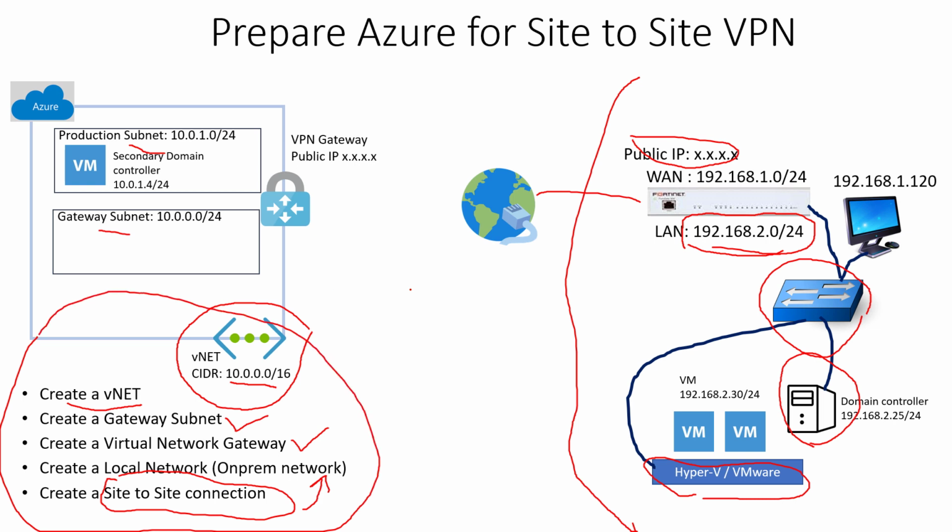Once we finish this, we're going to move to Fortigate, and we will see what are the configurations required at Fortigate. Then finally, we're going to see site-to-site connectivity. Then we will replicate the domain controller, the primary domain controller, to a secondary domain controller. So that is all what we're going to do in this demonstration.